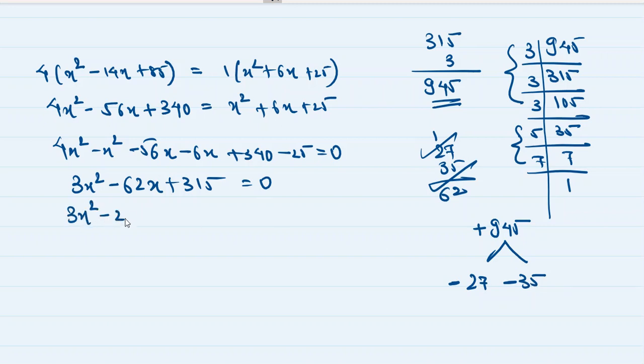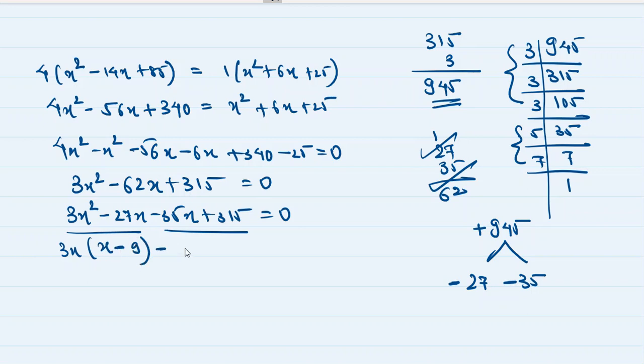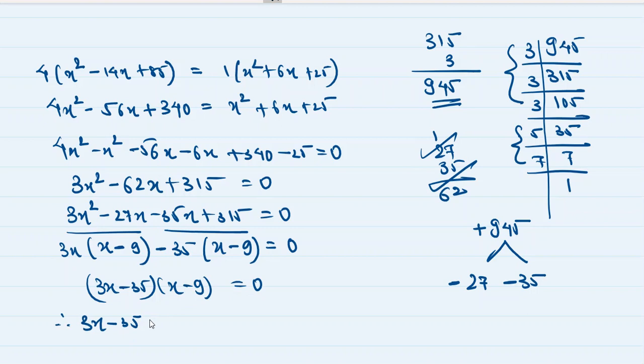So 3x square minus 27x minus 35x plus 315 is equal to 0. Okay, so here we'll get 3x common, inside x minus 9 will remain. Here minus 35 will come out common and x minus 9 will remain, because 35 nines is 315. So we are going to get 3x minus 35 and x minus 9 equal to 0. Therefore 3x minus 35 equals 0, or x minus 9 is equal to 0.